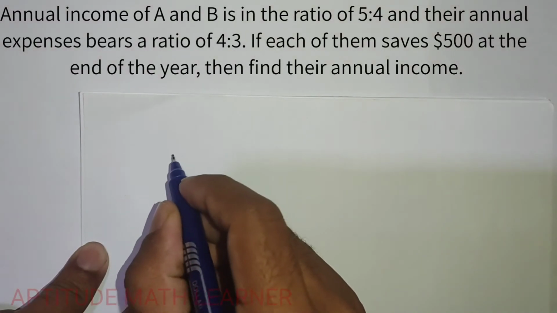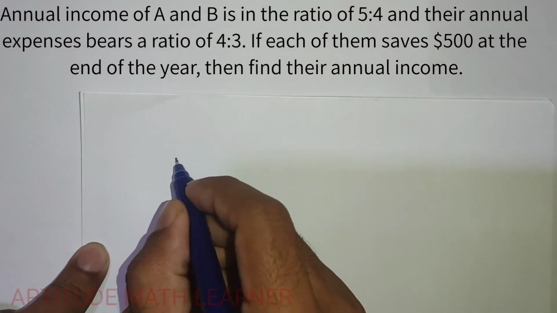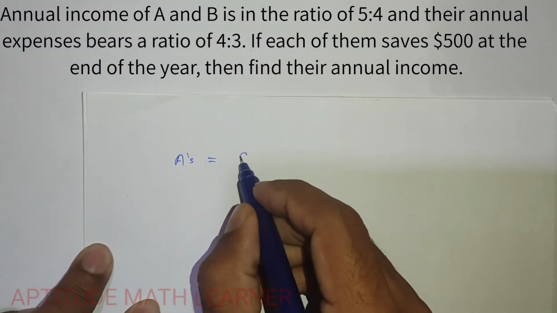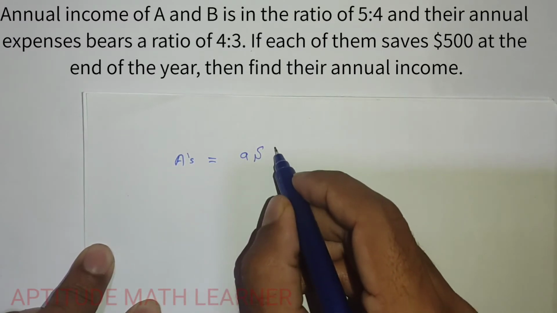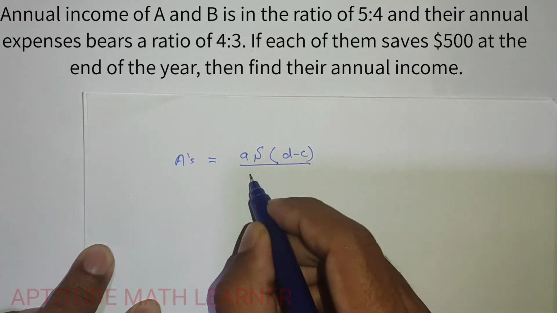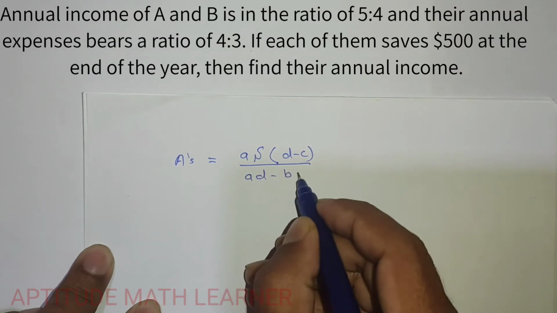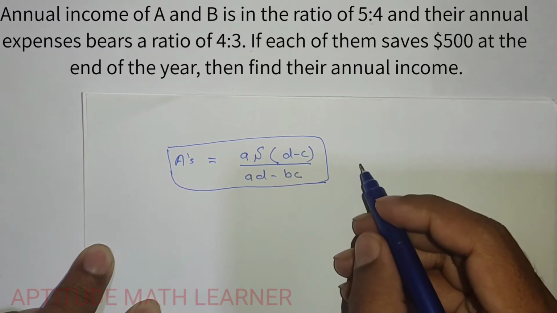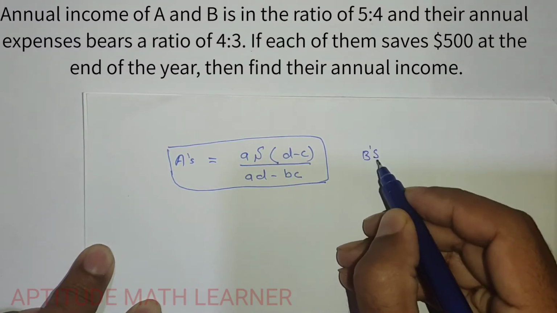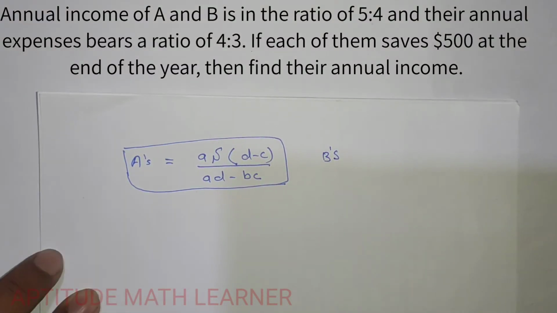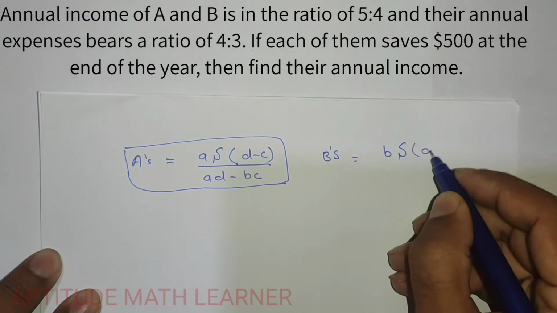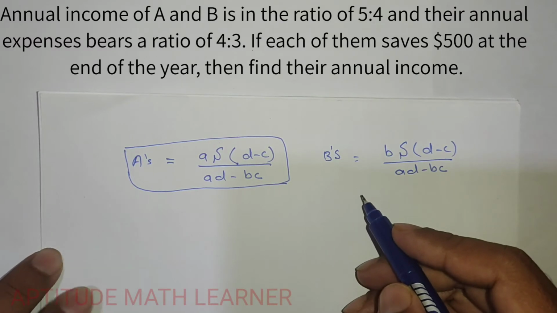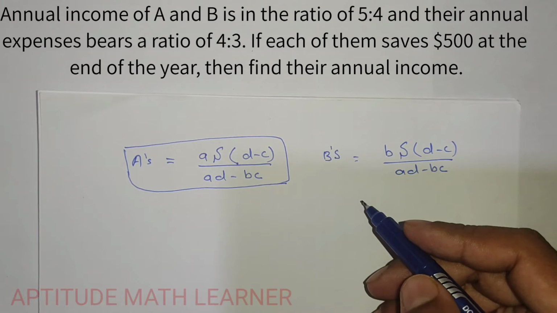Let's suppose the first person is A. For A, the formula to find the annual income is A times S, where S is the saving, times D minus C, upon AD minus BC. And for B, the second person, the formula is B times S times D minus C, upon AD minus BC. If we solve the question, we will understand it in a very simple way.